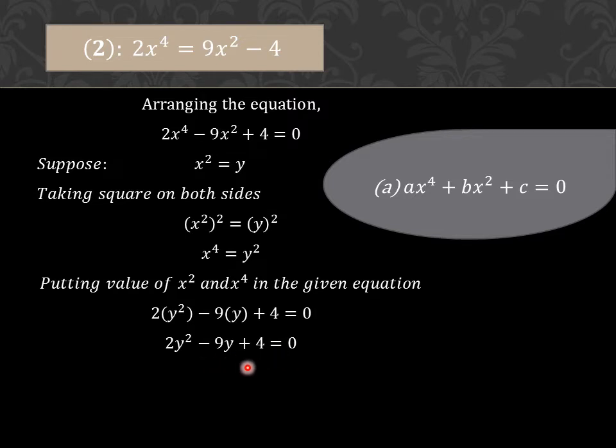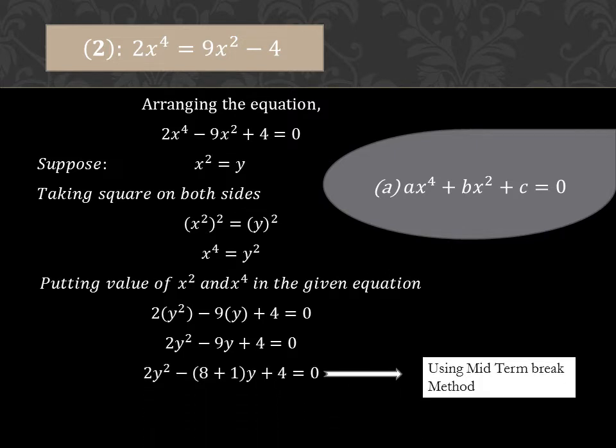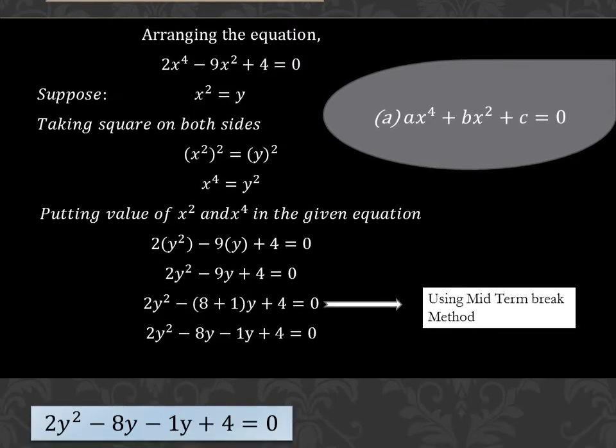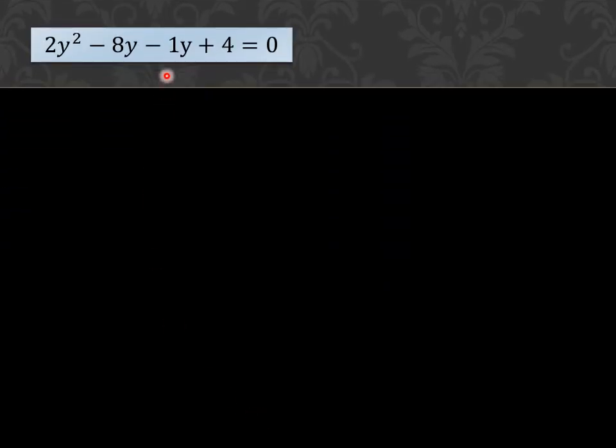What would be the next step? The next step is always to take common if there is any. But there is no common digit, so we will break the middle term. 2 times 4 is 8, so we must have 8 after breaking 9. So 8 plus 1 is 9 and 8 times 1 is 8. Opening the brackets, we have 2y^2 minus 8y minus 1y plus 4 equals 0.